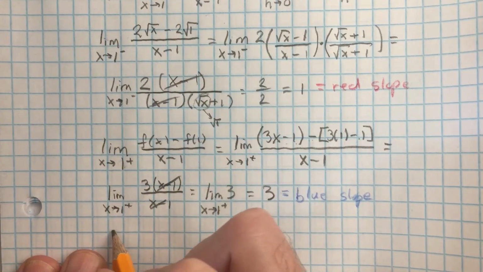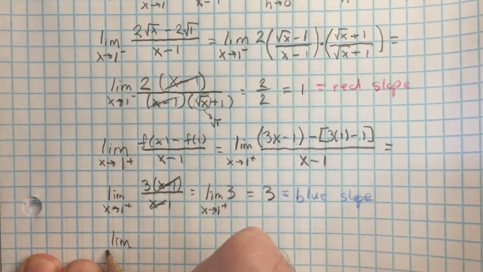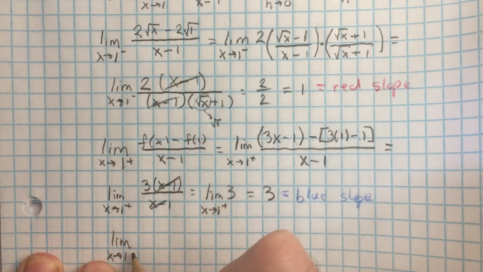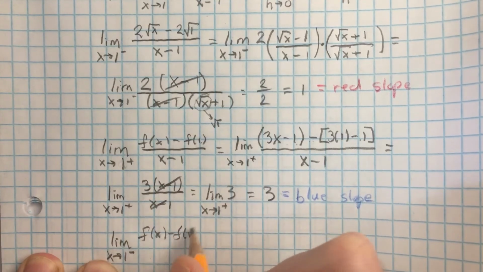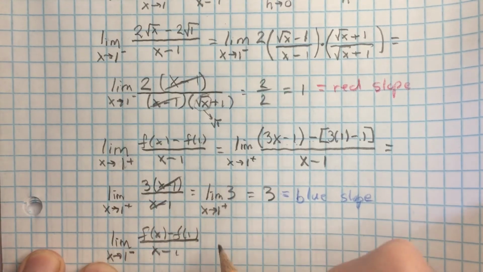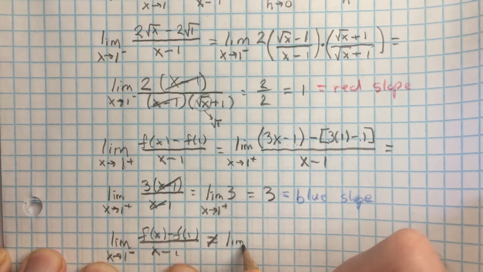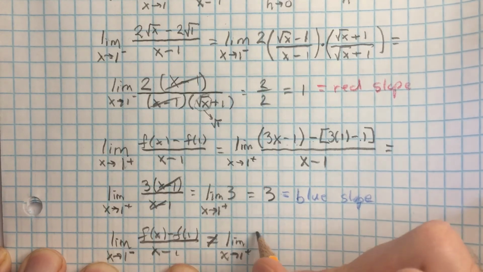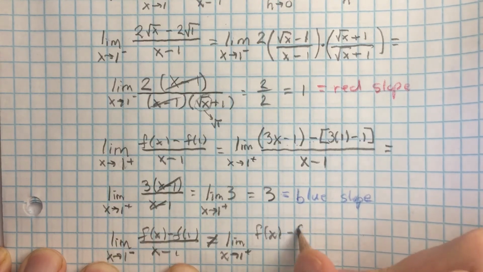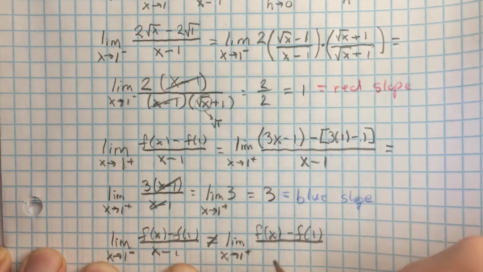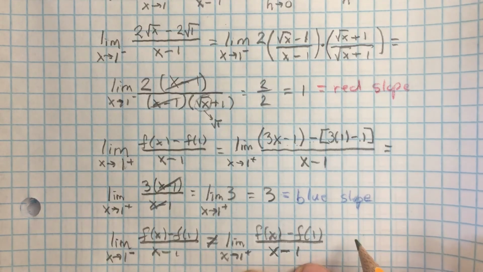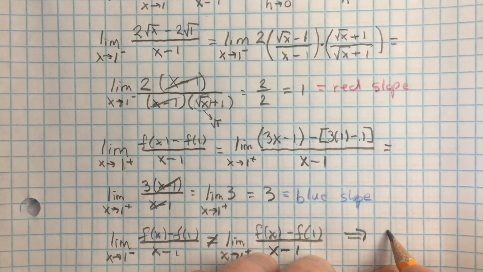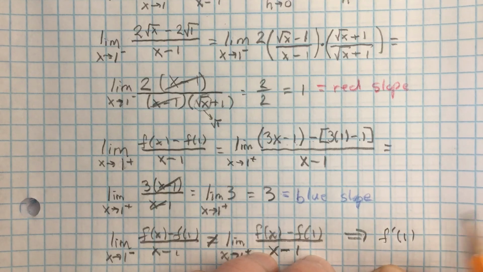the conclusion is the limit as x approaches 1 from the left of f of x minus f of 1 over x minus 1 does not equal the limit as x approaches 1 from the right of that exact same expression, i.e. the two one-sided derivatives, right? The two one-sided derivatives are not the same. So therefore, f prime of 1 does not exist.